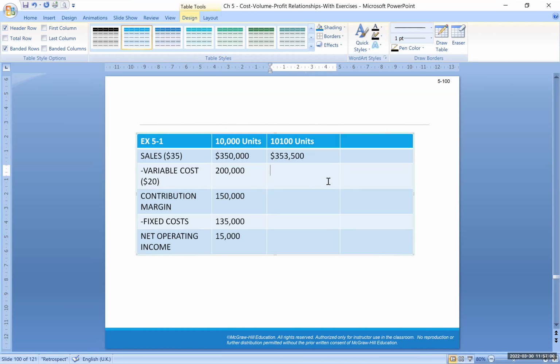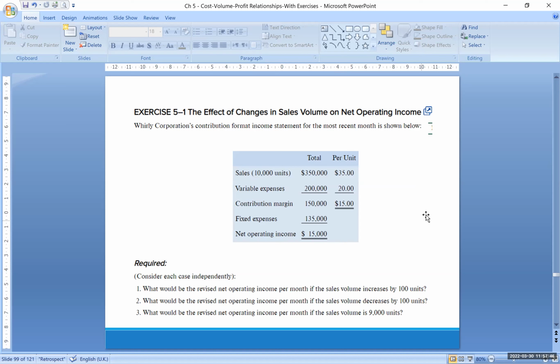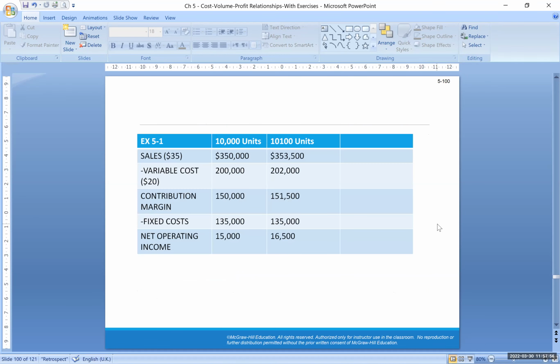The difference between these two numbers will be the contribution margin, which is $151,500. The fixed expenses will be the same, no change for the fixed expenses, and then the net income will be $16,500. This is the answer to number one, what would be the revised net operating income per month if the sales volume increases by 100 units. So we have a 1,500 increase for the net operating income if we increase the units sold by 100 units.